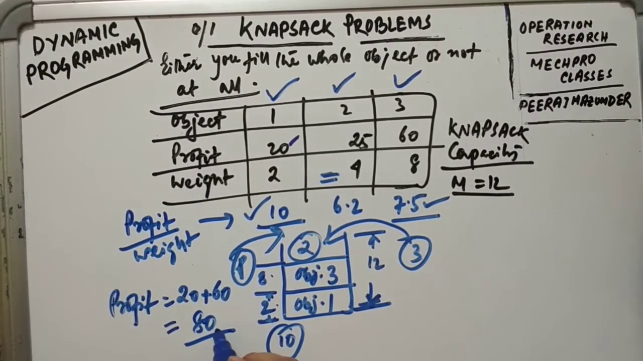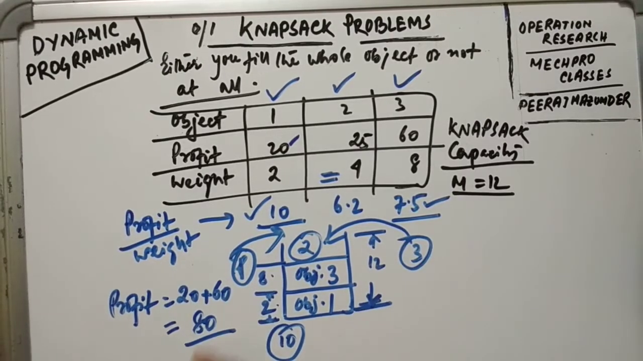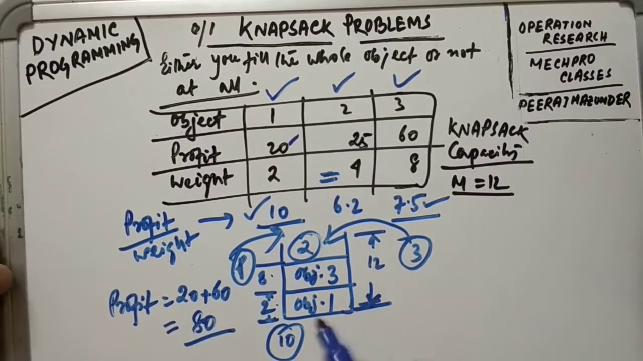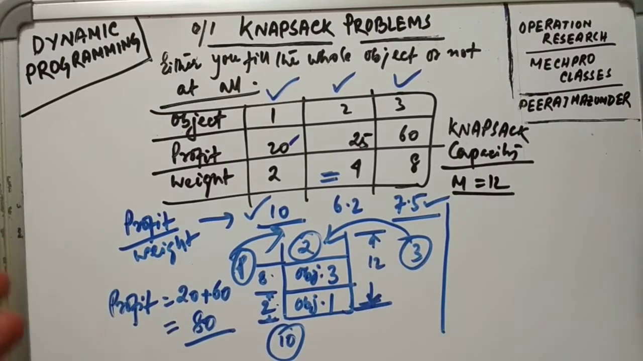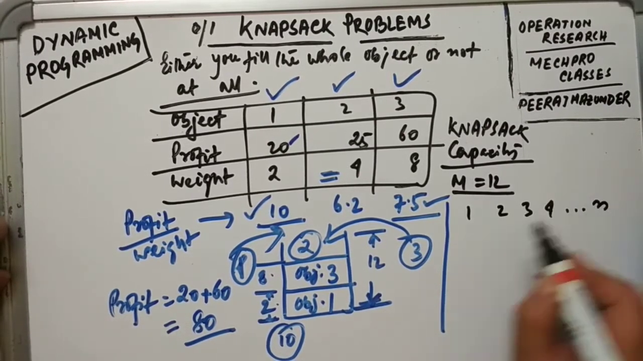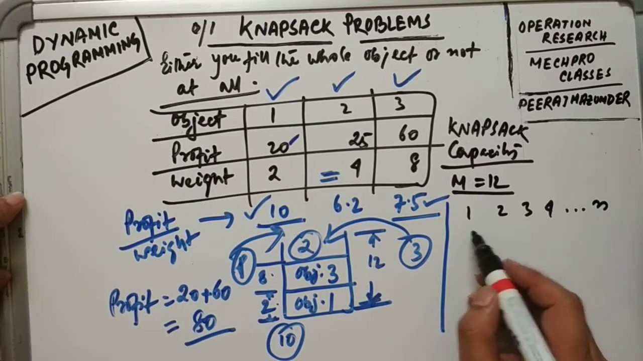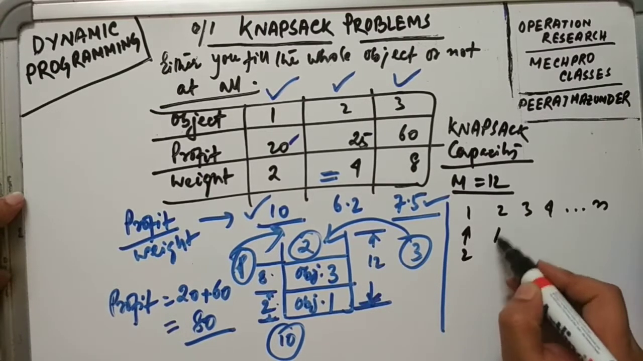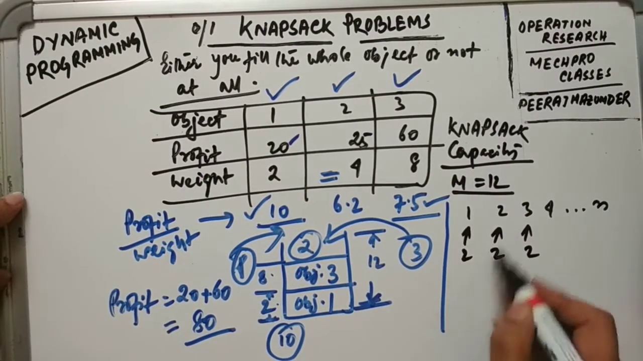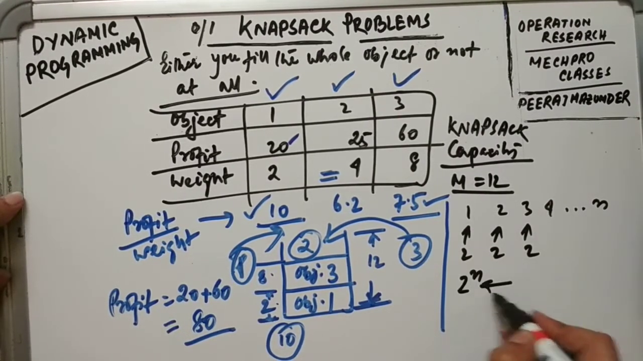But you can ask yourself, is this the optimal solution? Is there any other alternative? Let us see. Look here, for each and every object, I can say 1, 2, 3, 4 up to n, we have a probability of 50%. That is, we have 2 choices for each object: either you fill it or not at all. So the number of possibilities is 2 to the power n.